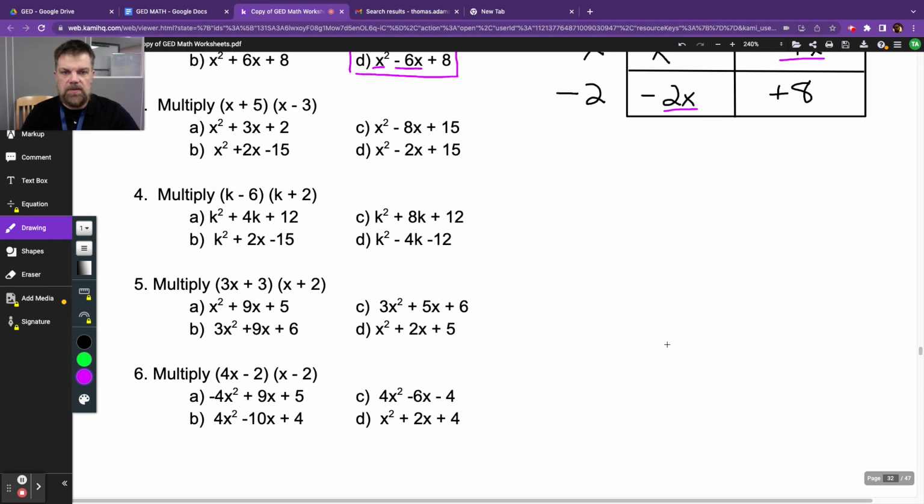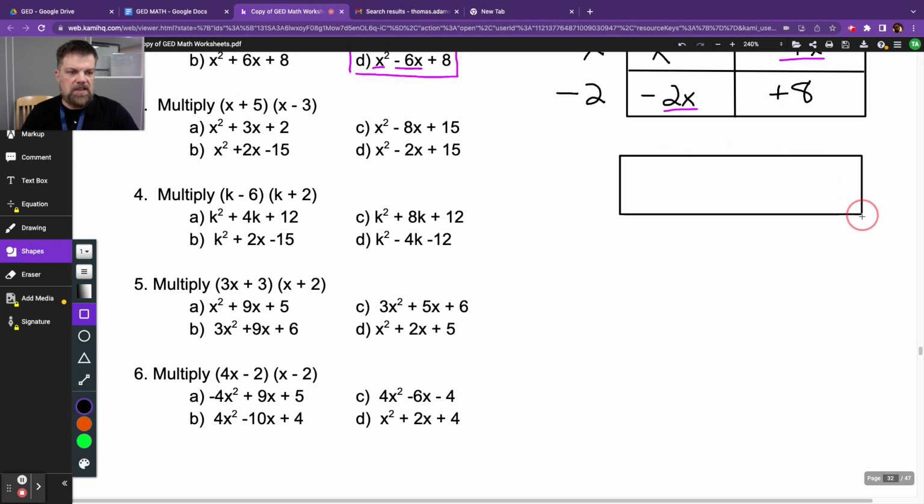All right, let's do number 3. I'm starting to run out of space here. We'll do some shapes. We'll do another grid, maybe not as big. And draw our line.